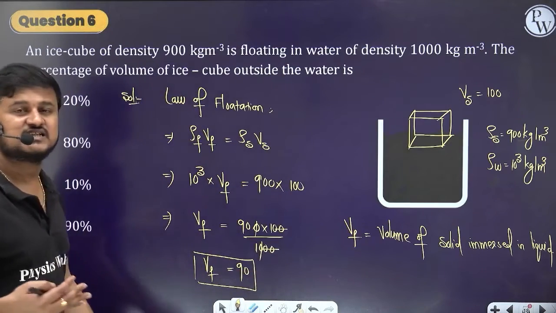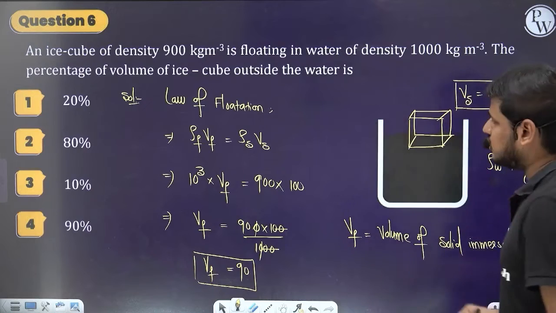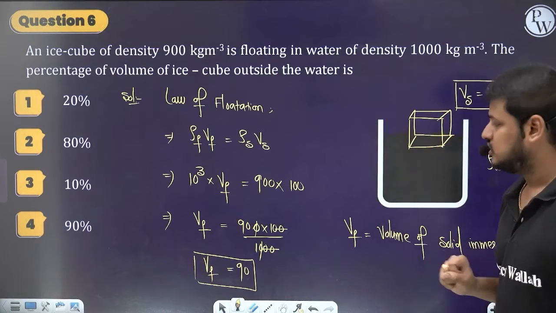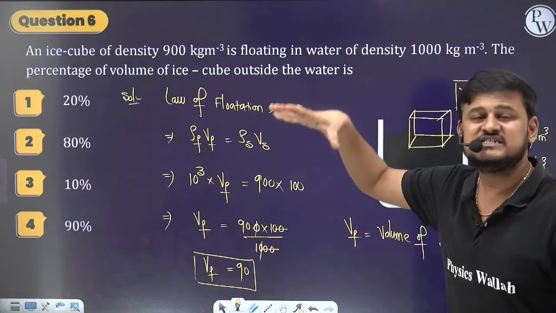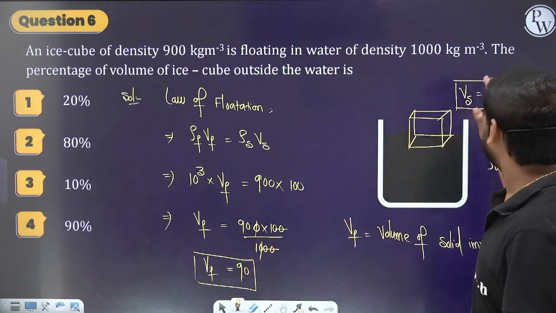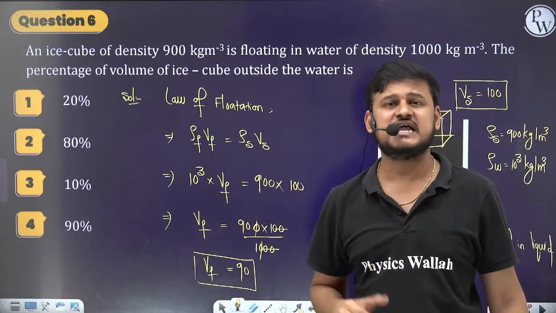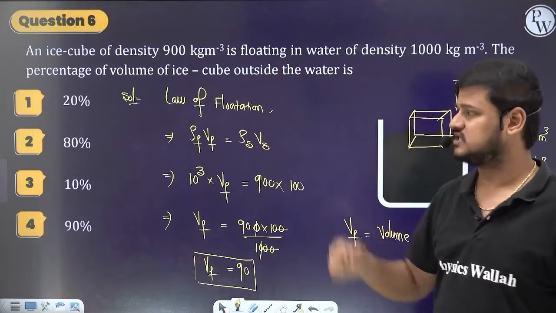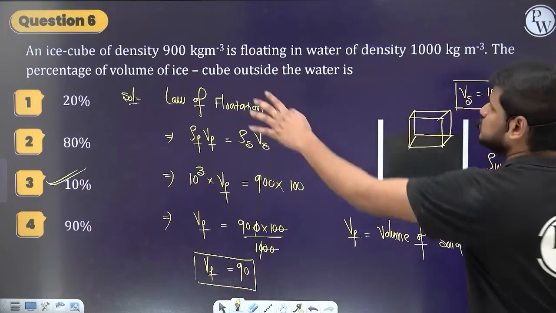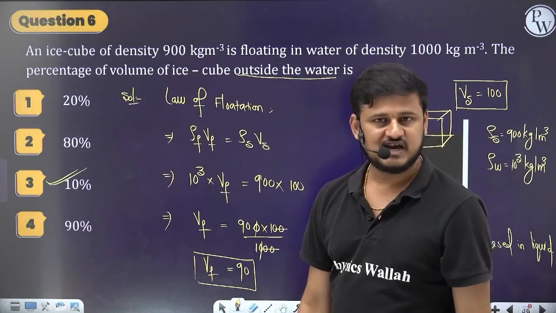Shall I consider like that? Now you understood why I considered 100 initially? Because if I consider the initial volume of the total solid as 100, then the part which is immersed in the fluid or the water is 90. So out of 100, 90 is immersed inside, and 10 is outside, which means 10% is outside. That's it. So how much is outside? 10%. Outside the water they are asking 10%. Clear?